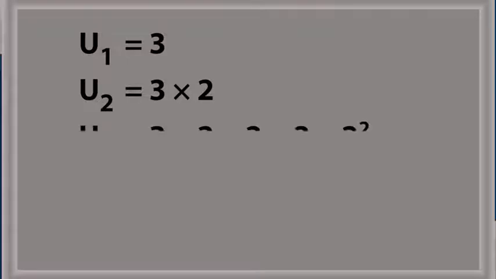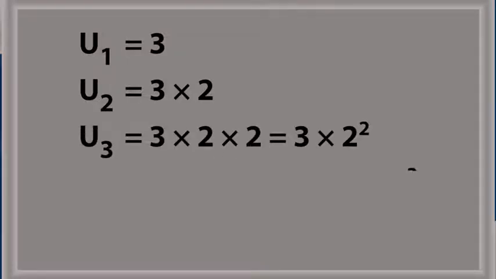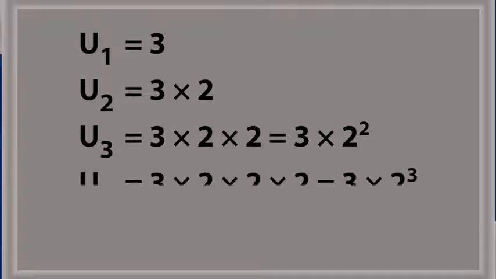Then for U3, we have 3 times 2 times 2, which you can also write as 3 times 2 raised to the power 2. Now look at U4. This is 3 times 2 times 2 times 2, and so we can also write this as 3 times 2 raised to the power 3. Look at the order carefully. I hope you have noticed a pattern in the values of U1, U2, U3, and U4.